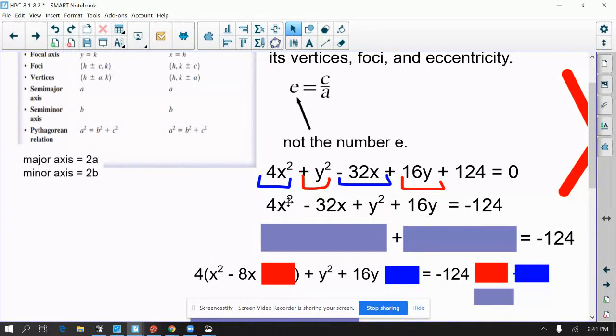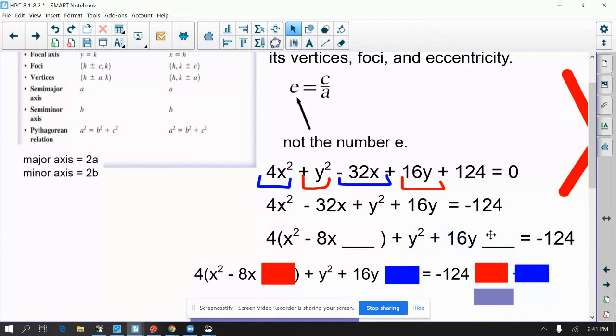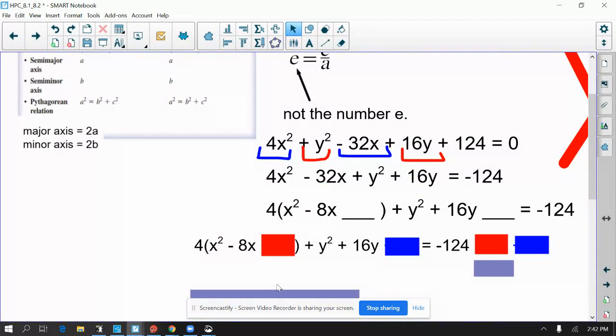So just with these two, I don't want this 4 here. I want it to be a 1. So I'm going to factor out a 4 from both of these terms. And that gives me this, 4 times x squared minus 8x. And I have to complete the square right here. And this y squared is already 1y squared, so I don't have to do anything there. I just have to think, well, how can I complete that square? So we're completing two squares. And notice I have to keep the balance, of course. And I'm sure you can tell me what goes here.